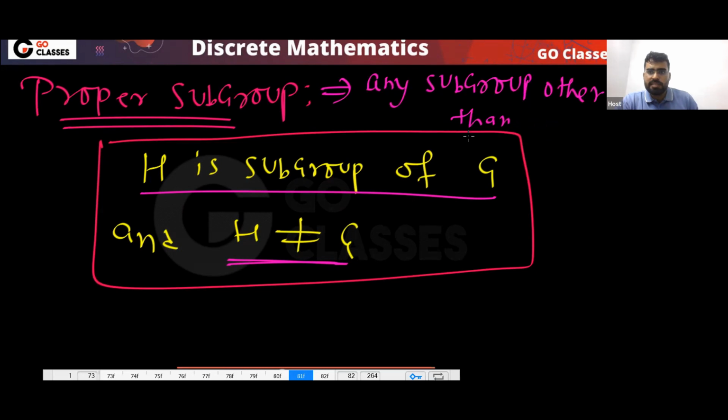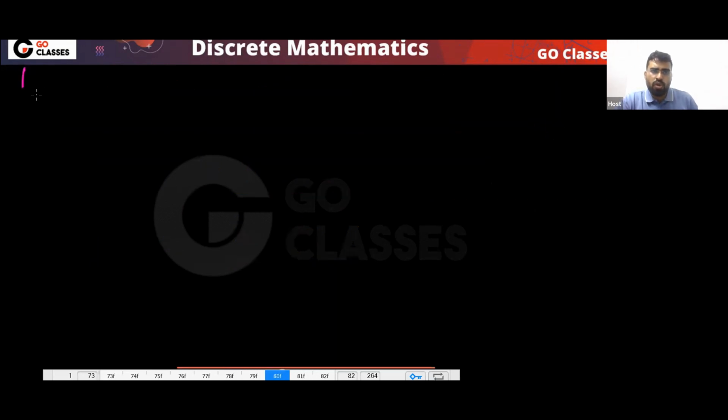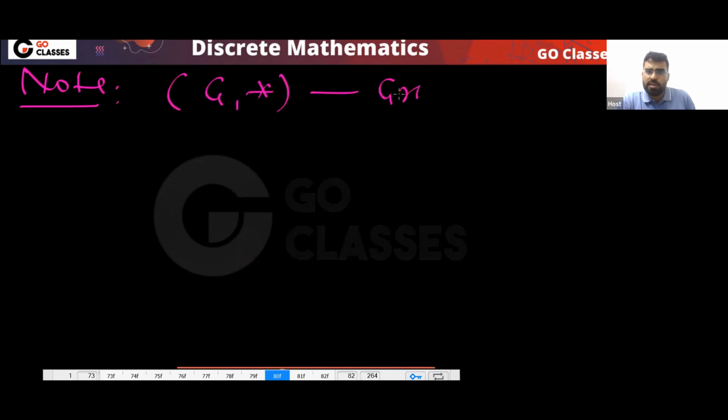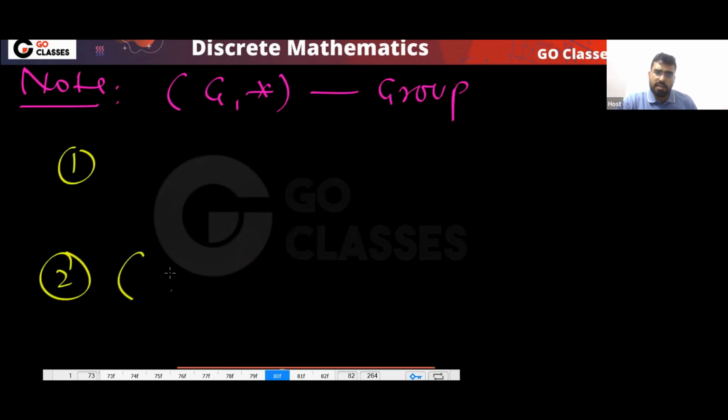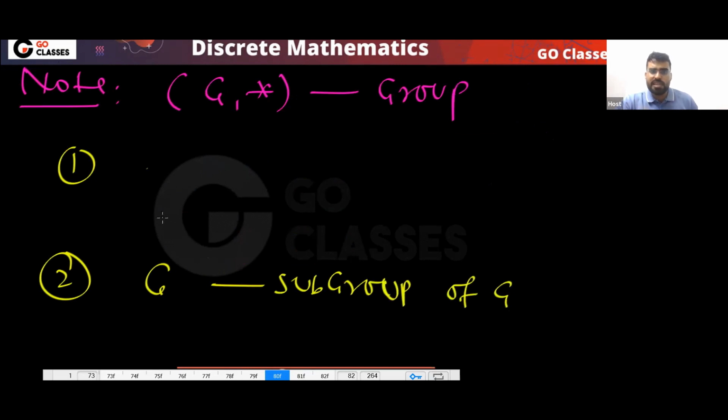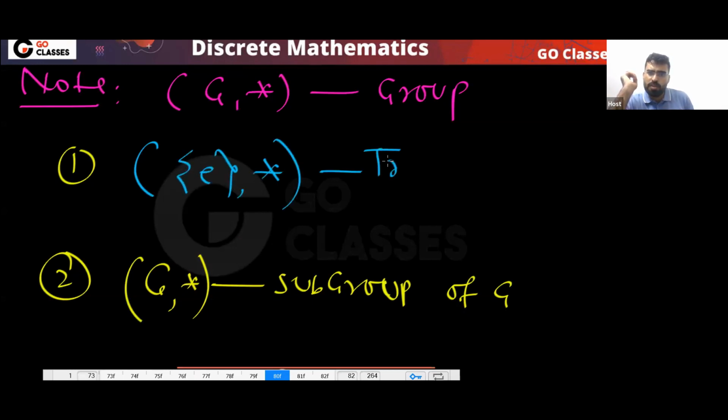Because you already know that G is a subgroup of itself. You already know these properties. If you take any group G, star, then two things will happen. This G is always a subgroup of itself, right? And another is, just take the identity element. This cute group is known as the trivial subgroup.